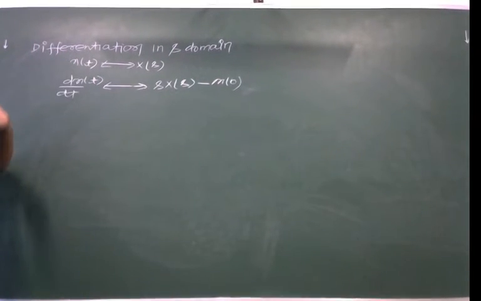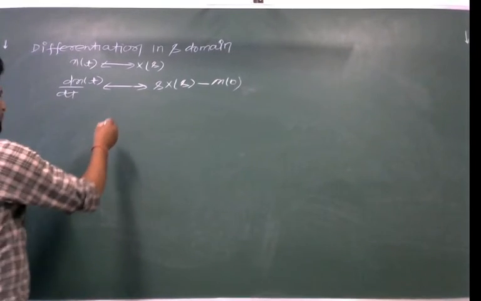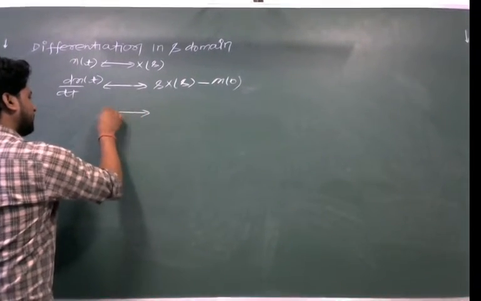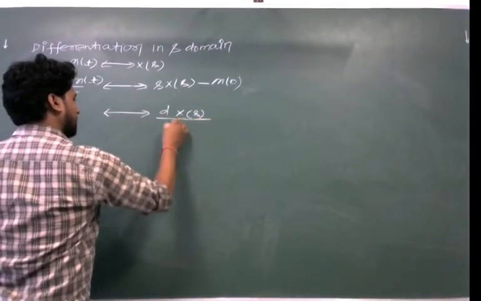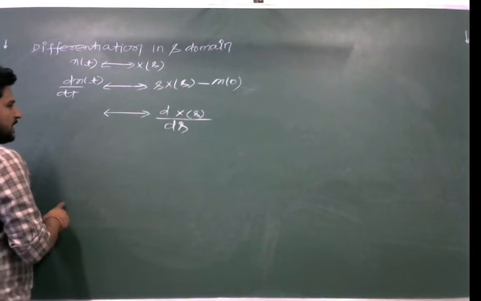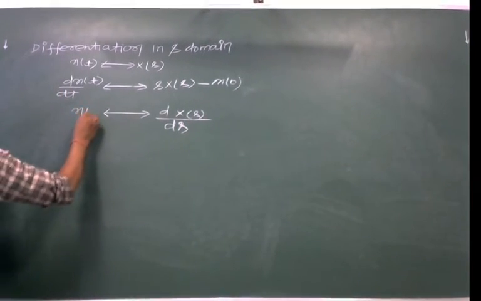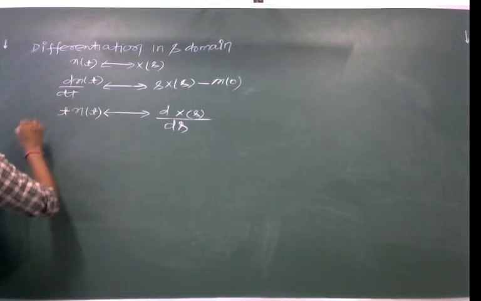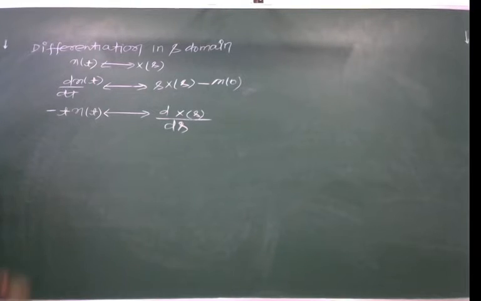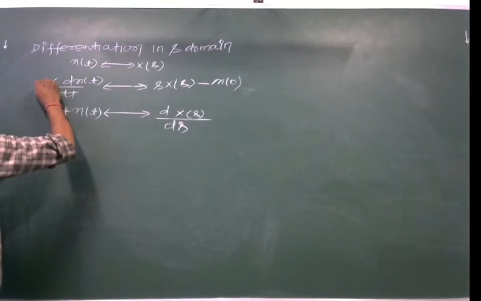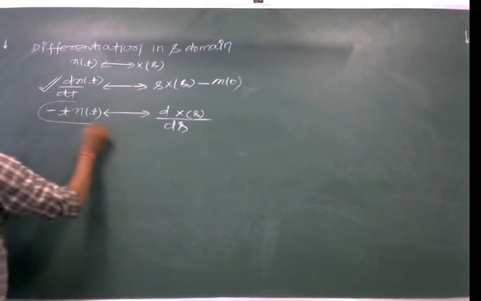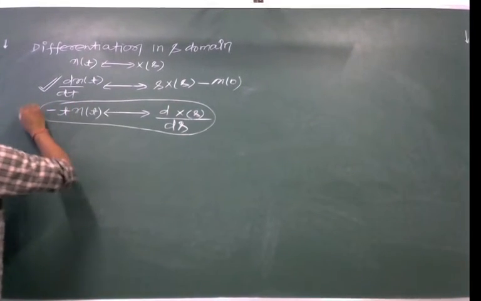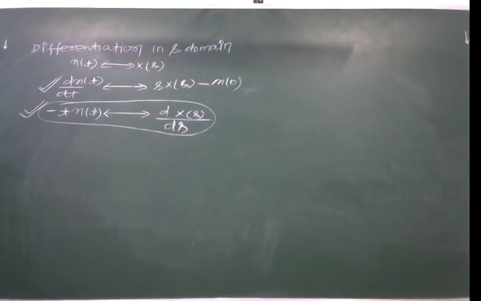Now the given property states that if the signal X(s) is differentiated with respect to s, it means that the signal x(t) will be multiplied by the variable t with a negative sign. This is the time differentiation property of the Laplace transform, and this is the differentiation in s domain property of the Laplace transform.